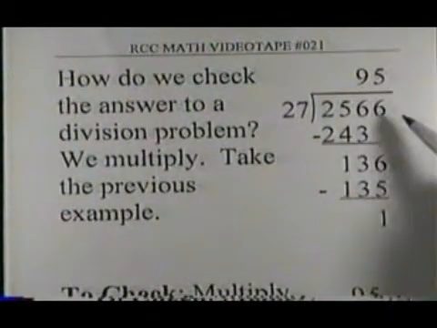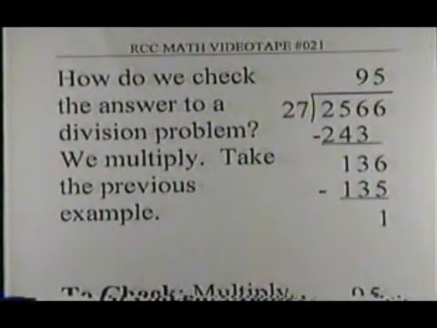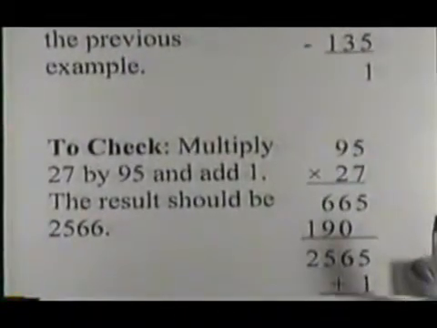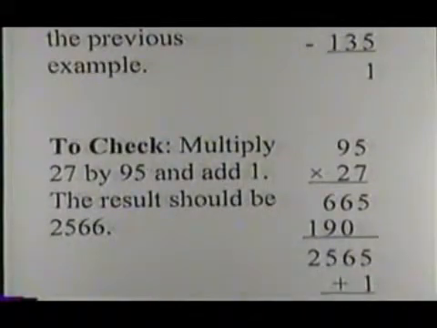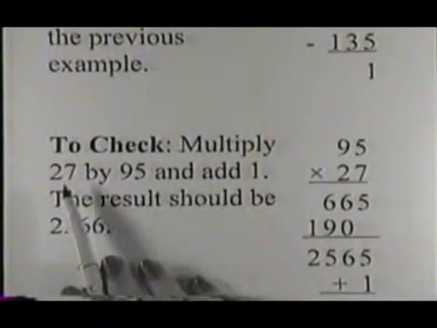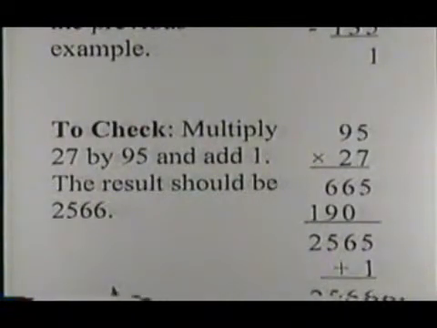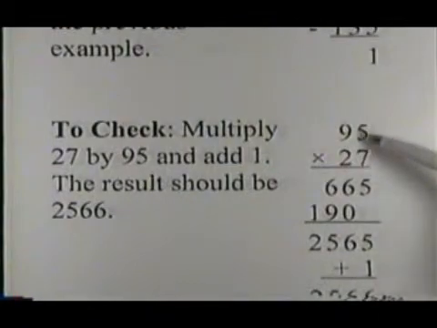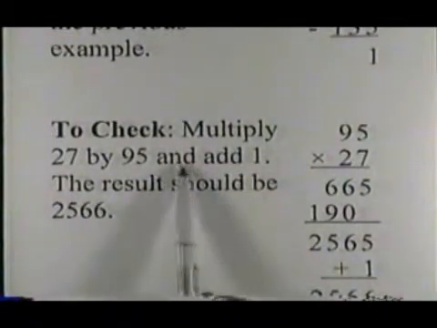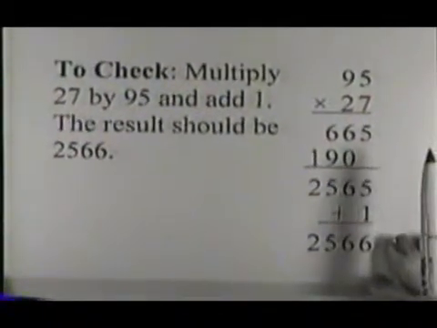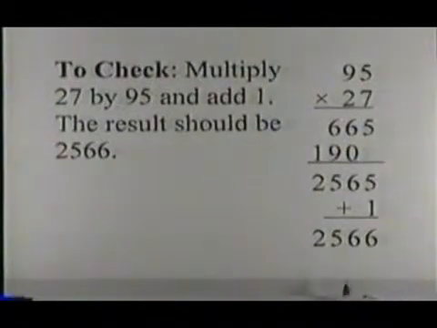Okay, so here's the previous example that we just worked out, 95 with a remainder of 1. In order to check it, we multiply the 27 by the 95, and that's because we had 27 out to the side of the division and then 95 on top for the quotient, so we multiply those two together. Here's the work for that. And then we add the remainder. We add the 1 to that, and we should get 2,566.